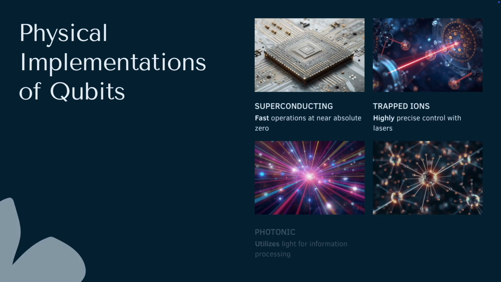So what exactly is a qubit? Well, scientists have found a few ways to make them. Some are made using superconducting circuits that need to be super cold, close to absolute zero. Others use single atoms or ions trapped with lasers, or even particles of light called photons. Each method has its own advantages, but also its own challenges. The goal is to find one that's stable, scalable, and accurate.